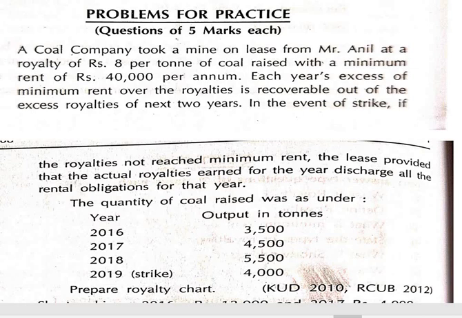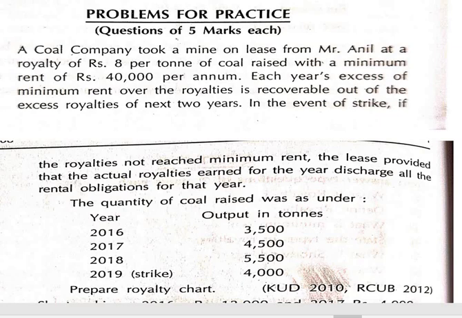Yes, so this is your homework. A company took a mine on lease from Mr. Anil at a royalty of rupees 8 per ton. See, one ton is equal to what? 8 rupees royalty. Coal is raised with a minimum rent of rupees 40,000. The excess of minimum rent over the royalty in each year is recoverable out of the excess of royalty for the next 2 years. Next 2 years means the same as in the problem I solved. If there is any loss in 2016, recovery in 17 and 18 is the last time.